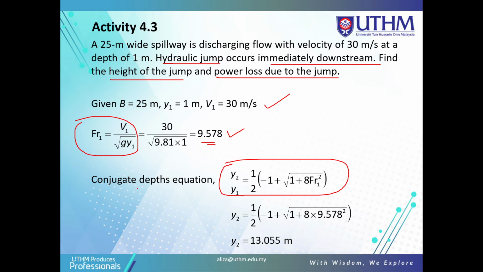Then you must find the conjugate depth, because you want to find y2. The y1 is given, so you want to find y2 after the jump, because it is mentioned here that the hydraulic jump occurs immediately downstream. The y2 is for the downstream, so that's why you must find y2. Using the conjugate depth, you find y2 here as 13.055 meters.